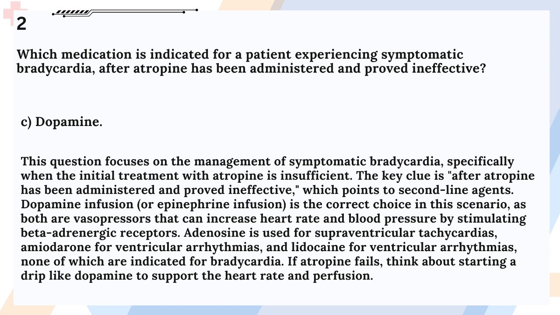Adenosine is used for supraventricular tachycardias, amiodarone for ventricular arrhythmias, and lidocaine for ventricular arrhythmias, none of which are indicated for bradycardia. If atropine fails, think about starting a drip like dopamine to support the heart rate and perfusion.